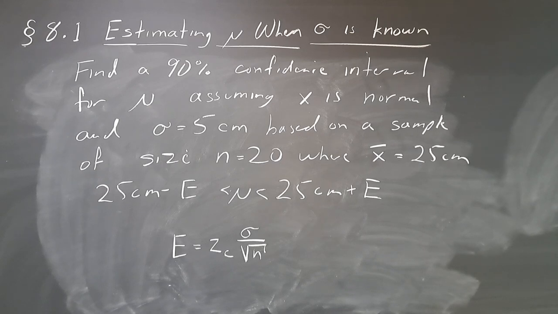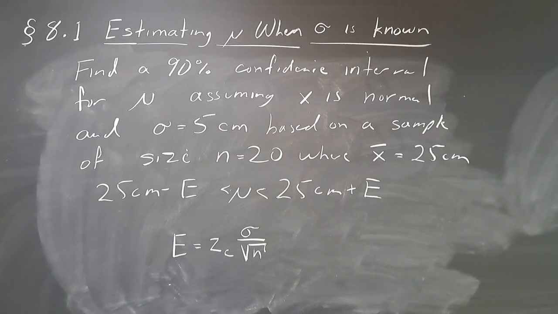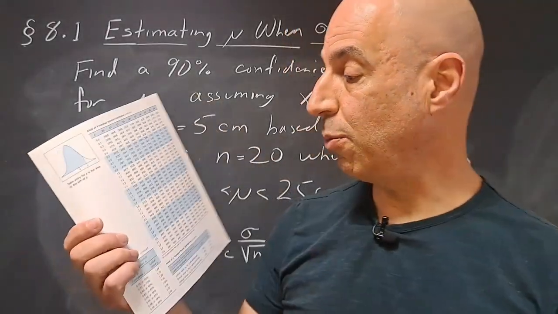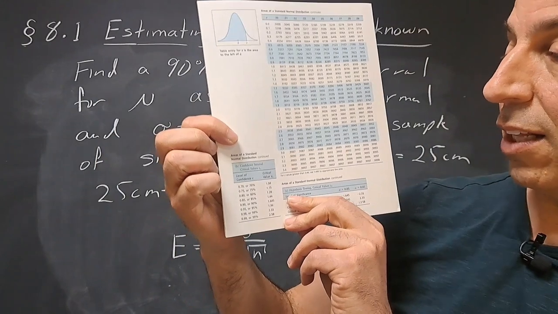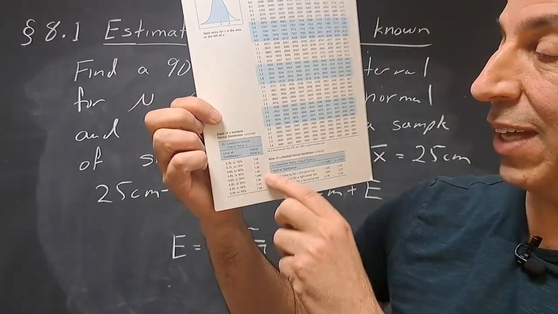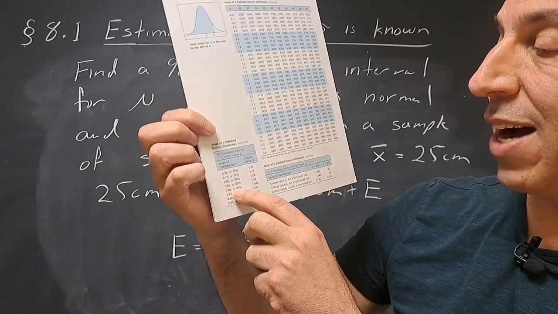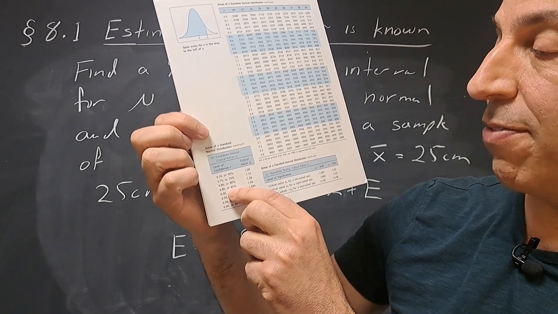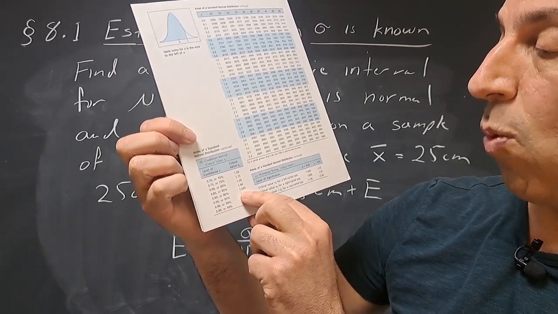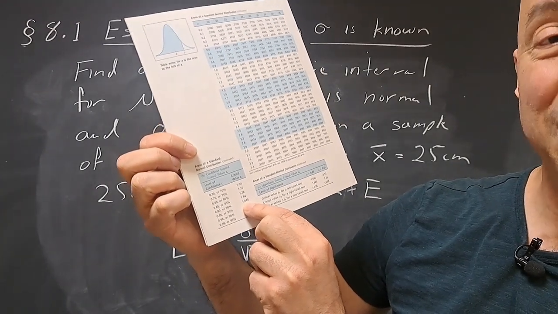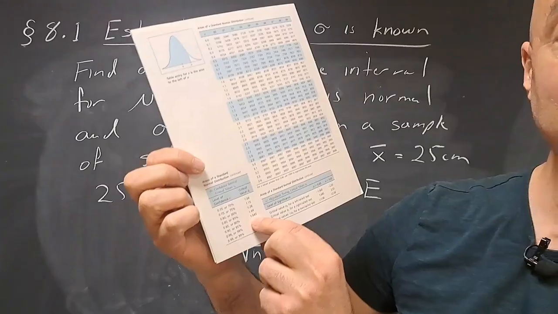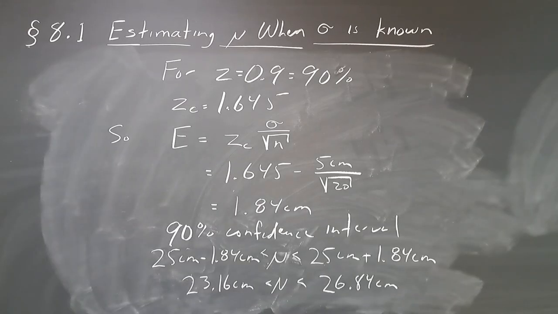To find ZC, we're going to go ahead and dig out your table of normal distribution. I'm going to show you a little portion at the lower corner of that table. So if you have your table of normal distribution and you look down in the lower left-hand corner, you see this little tiny table down here. So you're going to look for 0.9 or 90%. That's your C, that's your level of confidence. And you'll look across and you'll see the number 1.645. For C equals 0.9, ZC is going to be 1.645. We looked that up in the table.